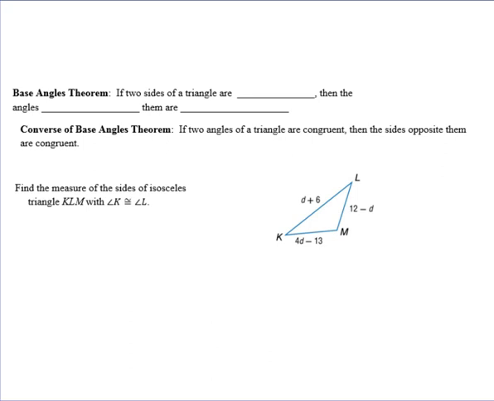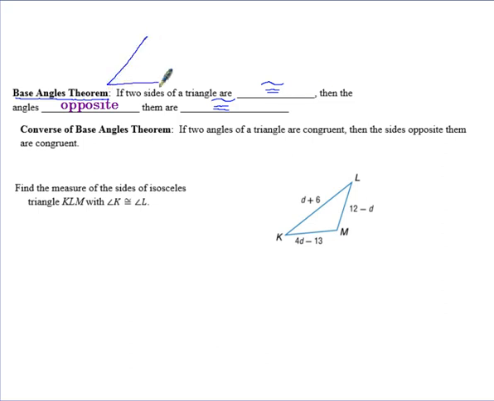So, we talked briefly about isosceles triangles. Isosceles triangles have a property called the base angles theorem, which states that if two sides of a triangle are congruent, then the angles opposite them are also going to be congruent. This is known as the base angles theorem, and it works in an isosceles triangle because we're saying two sides of a triangle are congruent.